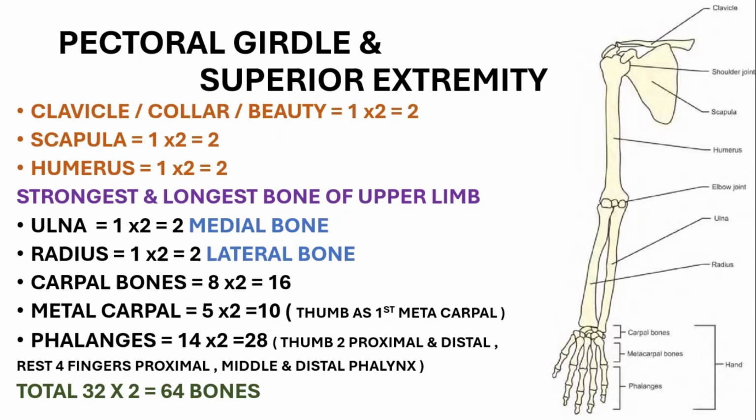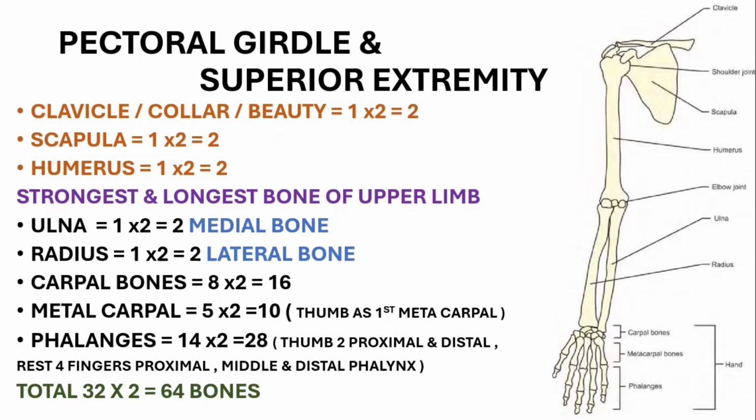The scapula is also known as the shoulder blade. The clavicle is known as the collarbone and also the beauty bone. If you see pictures of superstar, beautiful actresses, you can clearly see their collarbone. That's why it is also known as the beauty bone, because it can be seen from outside. And then the humerus.